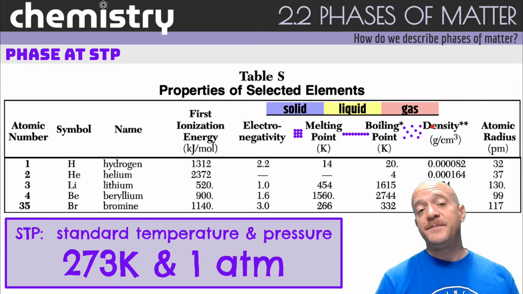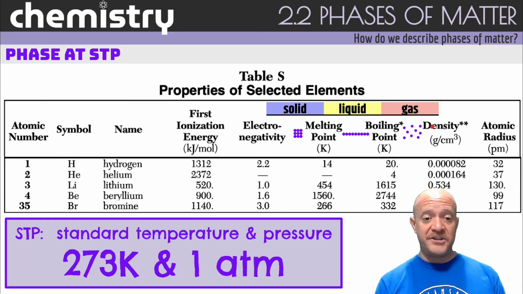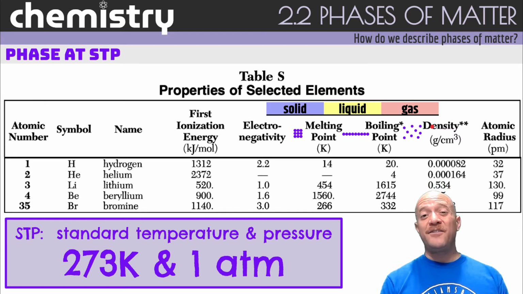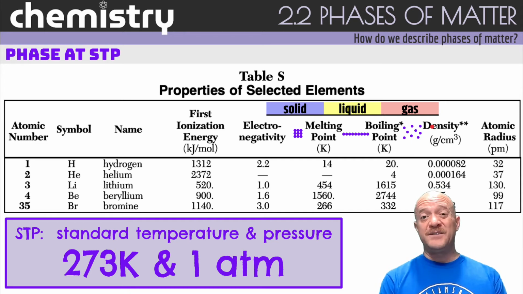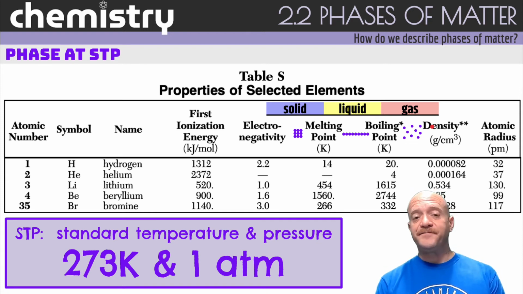And STP just means standard temperature and pressure, and that is 273 Kelvin and 1 atmosphere. Kelvin is just another measurement of temperature. It's the temperature scale used a lot in chemistry. This is the equivalent of 0 degrees Celsius or 32 degrees Fahrenheit.